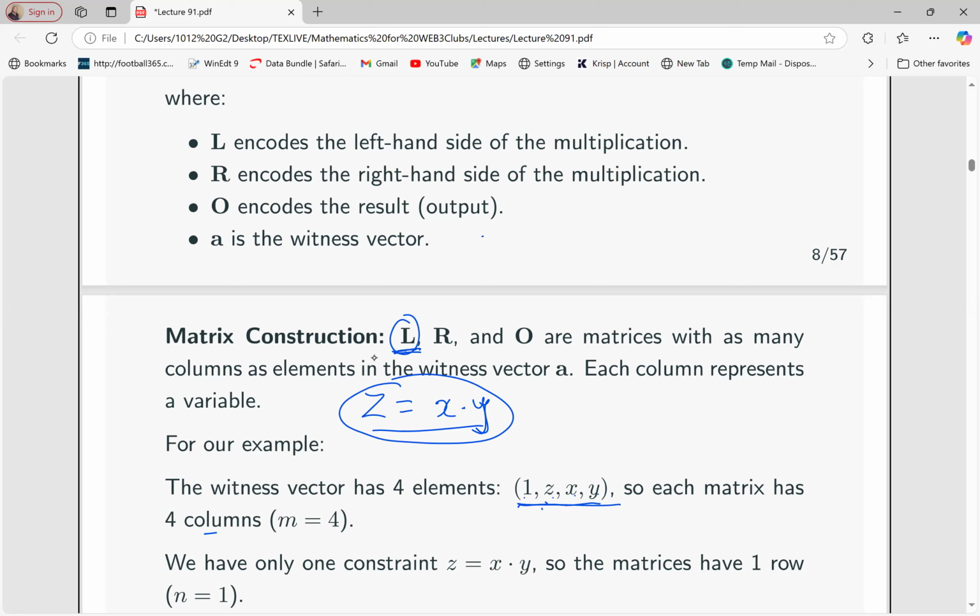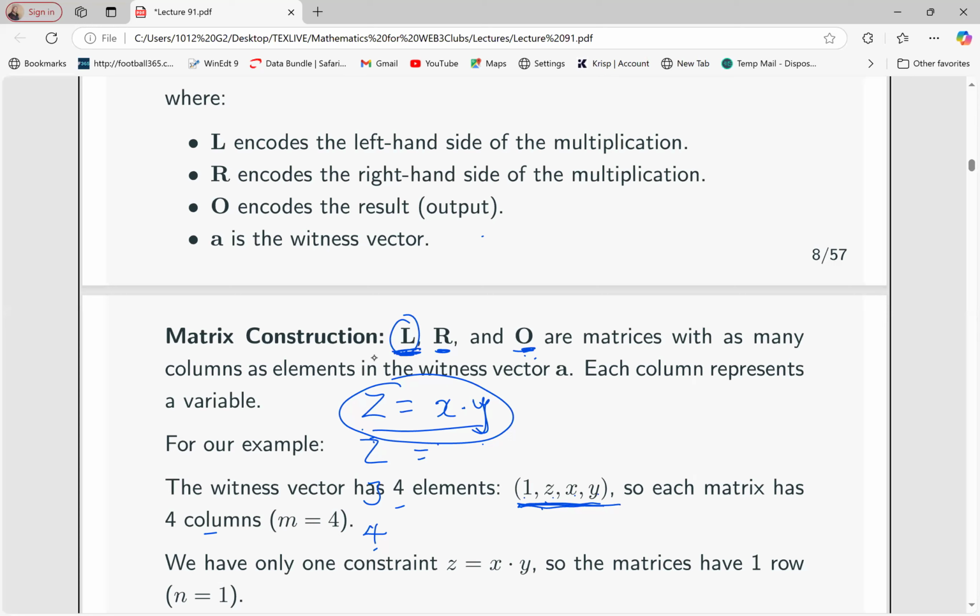So if we have one equation, it means this matrix would have 1 row. And since the witness has 4 elements, this matrix would have 4 columns. Supposing we had 2 equations, this matrix, and even this, would have 2 rows. So if you have 2 equations, you'd have 2 rows. If you have 3 equations, you'd have 3 rows. If you have 4 equations, you'd have 4 rows for each of these matrices.